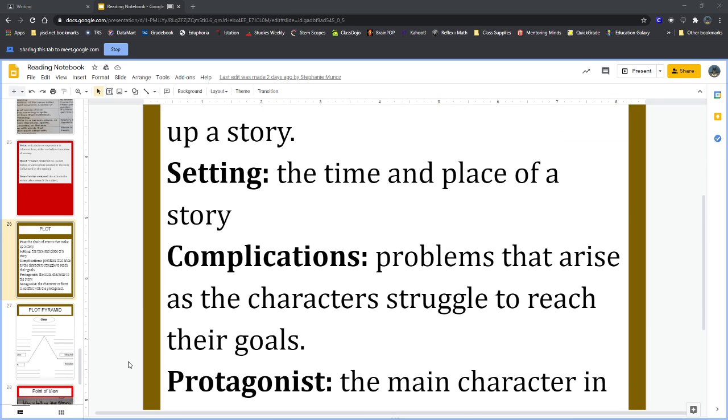Okay. Complications. Complications is just another word for problems. Normally in a story, the main character of your story is trying to do something. They want something to happen. Complications are the problems that make whatever they want to do more difficult.